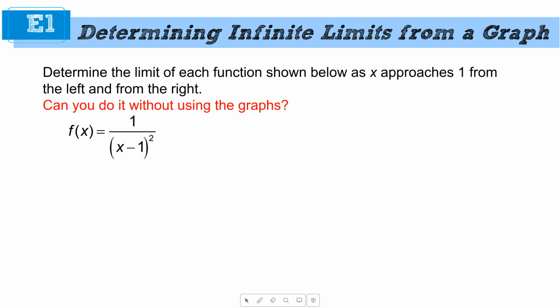One is that this particular function has a square term in the bottom. So no matter what I put in there for x, I'm always going to get a positive value. But let's just look at a number slightly to the right of 1. Let's say 1.1. If I put 1.1 into that function, 1.1 minus 1 is positive or negative? Positive. And when you square a positive number, you get a positive number.